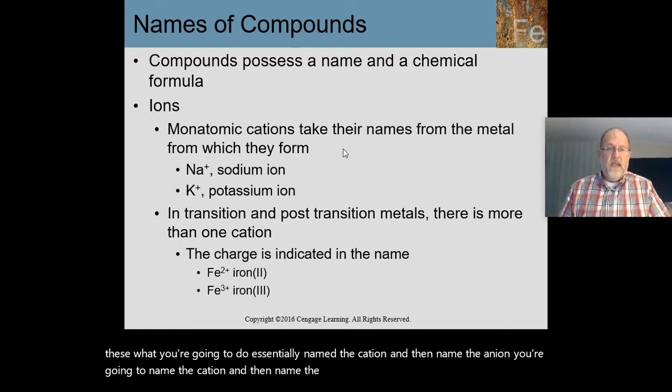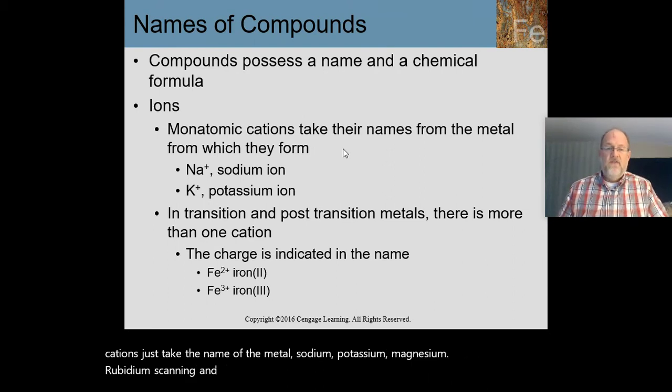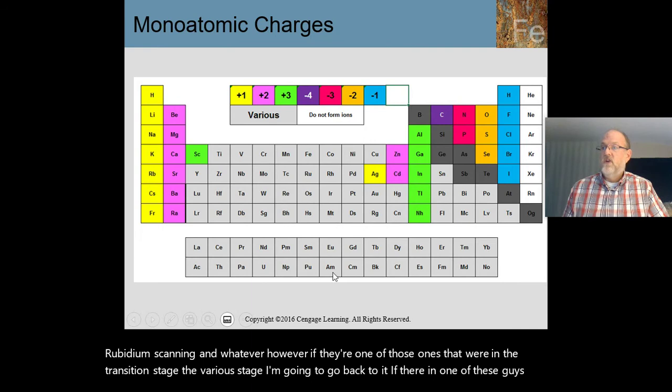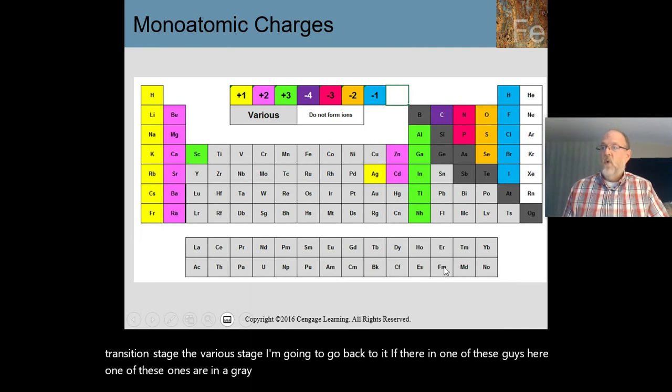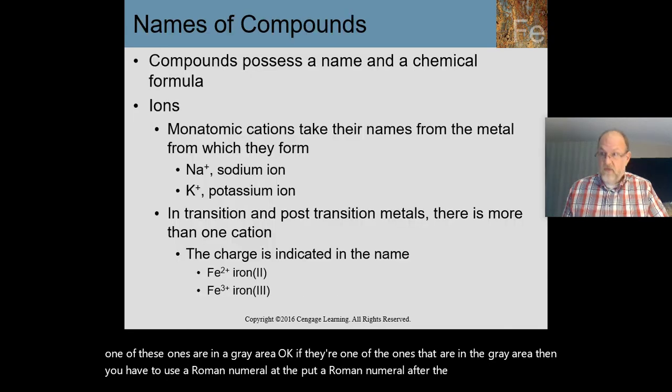The monatomic cations, just take the name of the metal: sodium, potassium, magnesium, rubidium, scandium, whatever. However, if they're one of those ones in the transition stage, the gray area, then you have to use a Roman numeral. You have to put a Roman numeral after the name of the ion.